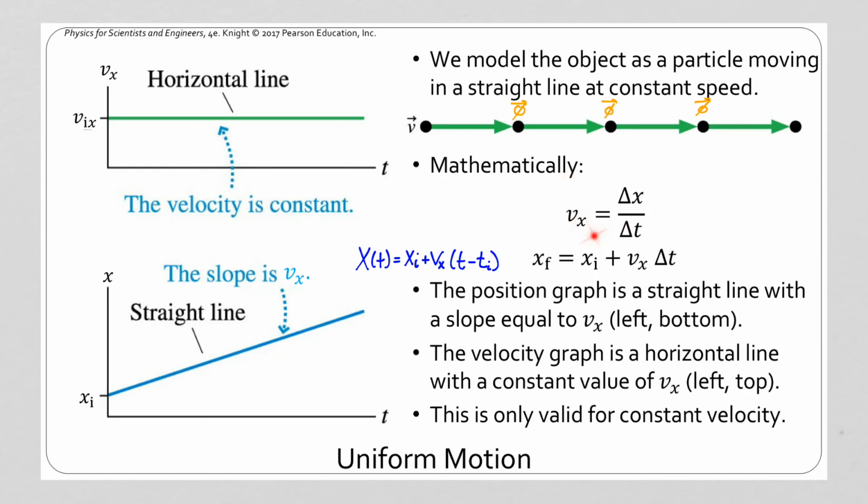We can rearrange this definition of velocity and find the position of the particle at some point later on as it undergoes uniform motion, or we can turn this into a function of time if we so choose. All of this is true only for the case of constant velocity. If the velocity changes, these equations, these graphs, etc., are no longer valid.